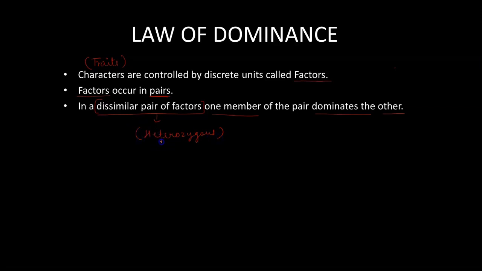right? For example, if we take a heterozygous tall pea plant, the factors would be capital T and small t. And this is a pair of dissimilar factors, or we can say contrasting factors. Now we can say out of this pair, one member capital T is dominant while the other one, small t, is recessive.